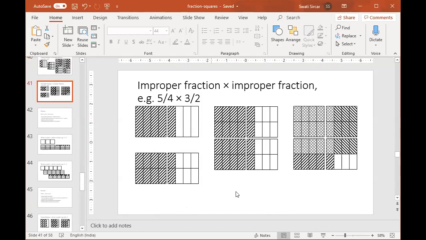And this is where it is improper times improper. So you start with an improper, split it into half, and you need not just 2 but 3 halves. This is the whole, and you can see a spillover this way and this way.